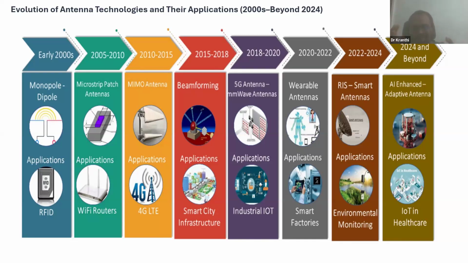And from 2022 to 2024, we are combining AI techniques also. We call it reconfigurable intelligent surfaces, RIS. I don't remember the full form. These antennas are now becoming smart environments. This particular technology can redirect and control radio signals very smartly and intelligently.